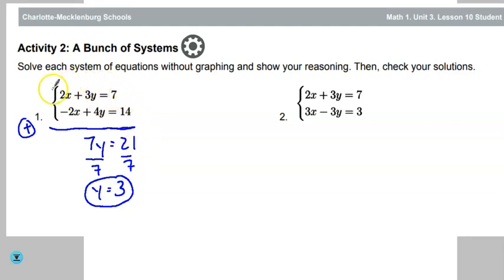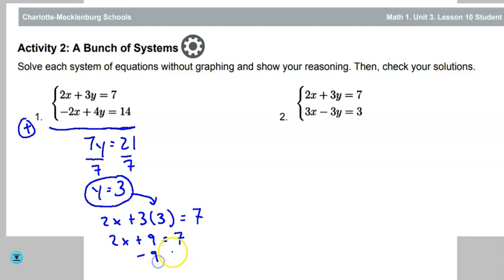Pick an equation. I'm going to pick the top one because I don't want to mess with this negative right here. So I'm going to take this equation and change y to 3. So 2x plus 3y equals 7. Substitute in your 3 for y. So 2x plus 9 equals 7. Minus 9.